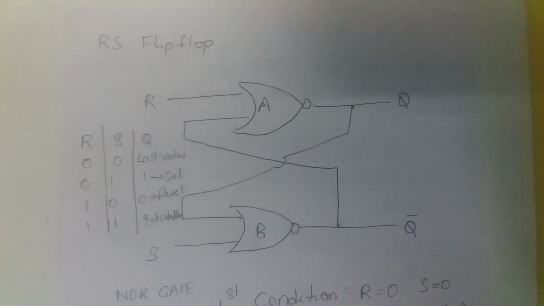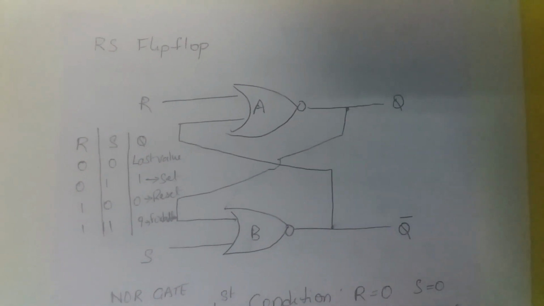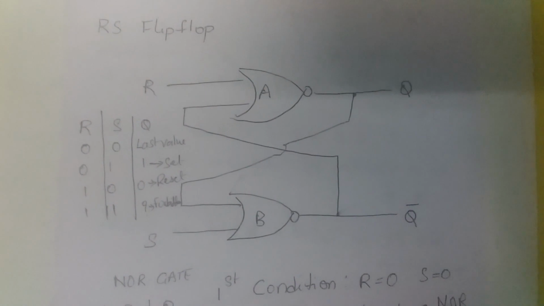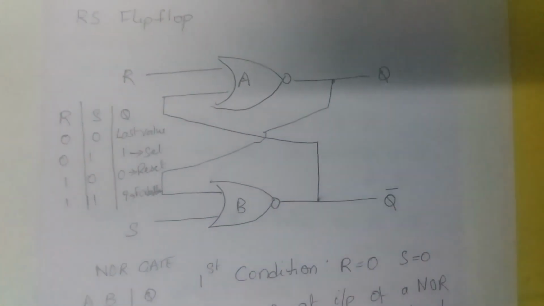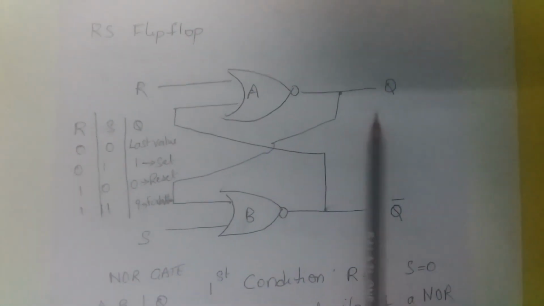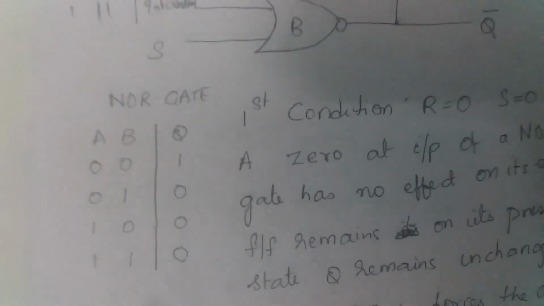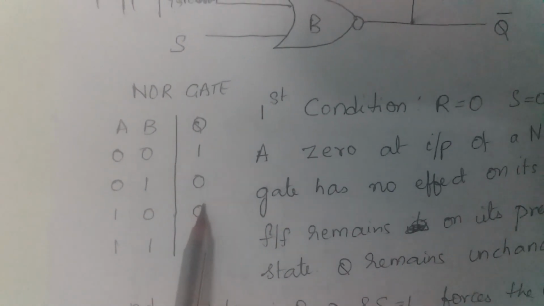The RS flip-flop has 2 inputs, one is set and one is reset. Here the RS flip-flop is designed using 2 NOR gates. The output of one NOR gate is the input to the other. So what is the truth table of a NOR gate? In a NOR gate, when one of the inputs is high, Q goes low.